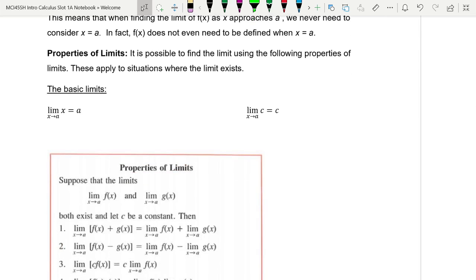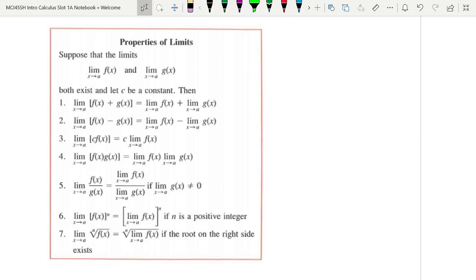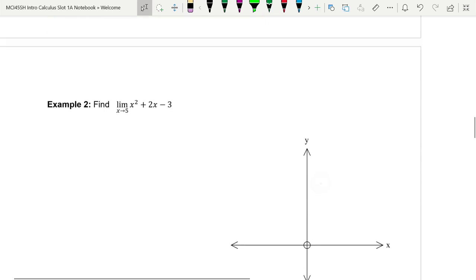It is possible to find the limit using the following properties of limits, and these apply to situations where the limit exists. For example, there's the basic limit that if you are approaching a for some x, then it's going to be a. Notice if you're dealing with a constant, it doesn't matter what x is, the constant doesn't change. So that's what this one's trying to tell you. I'm not going to go through all of these. We'll refer back to these as we need them, but I'll let you peruse those on your own. And then let's get to an actual example.